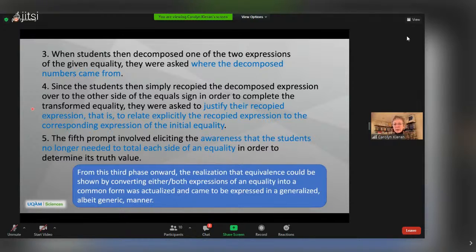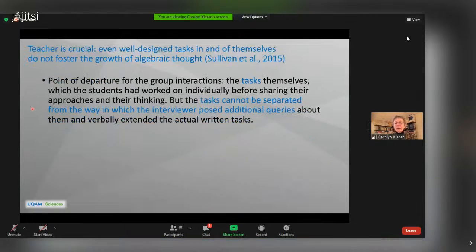From this third phase onward, the realization that equivalence could be shown by converting either or both expressions of an equality into a common form was actualized and came to be expressed in a generalized, albeit generic, manner. The teacher was crucial, the teacher being the interviewer in this case. Even well-designed tasks in and of themselves do not foster the growth of algebraic thought.